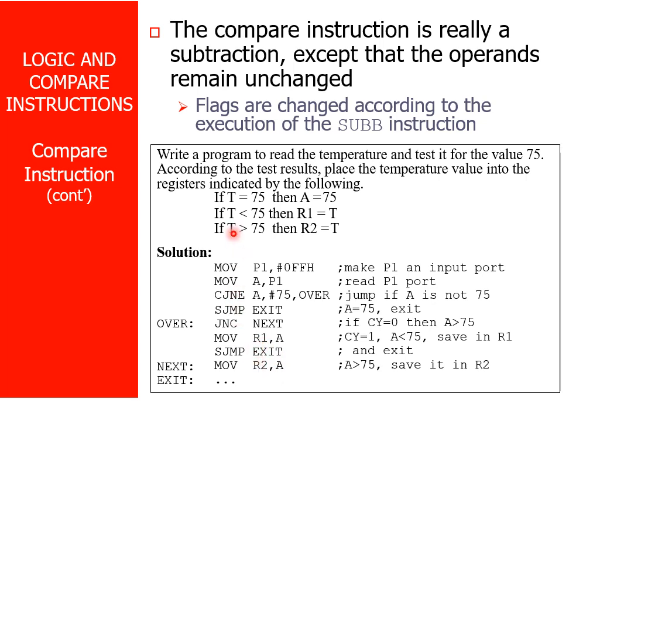Are you understanding? Once again, suppose it is 74. So 74 and 75 are compared. They are not equal, right? So over. Now 74 is less than 75. If the accumulator is less than the data, carry flag will be 1. So jump on no carry will not work. So what will it do? A will go to R1. Okay. If the data here is 76, for example, P1 is 76, 76 is greater. So they are not equal, it will go over here, then jump on no carry. Carry flag will be 0, so it will go to the next and A will be going to R2.